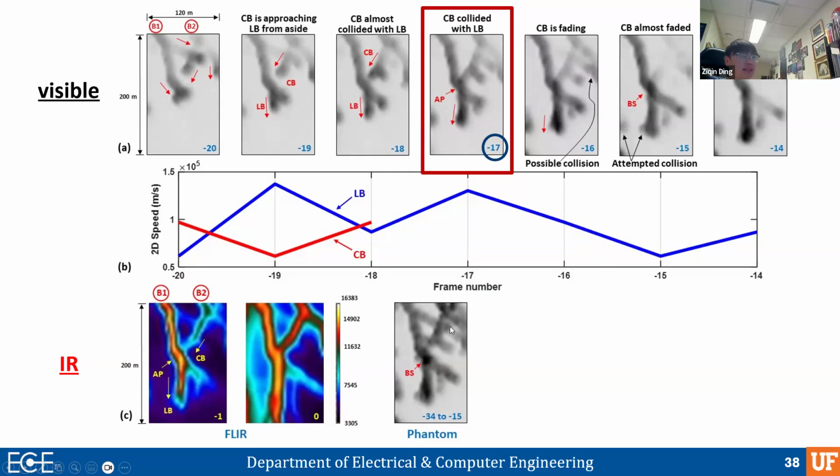Here on the right-hand side we also show the visible with accumulated frames from -34 to -15, a total of around 17 frames, to mimic that 1 millisecond infrared. Both show the connection here, and in the infrared we can see the temperature.